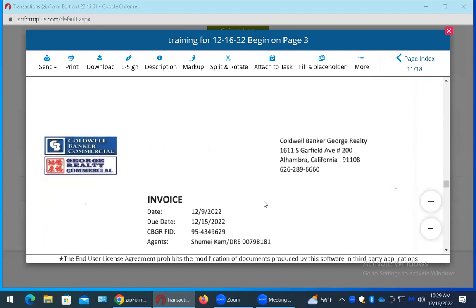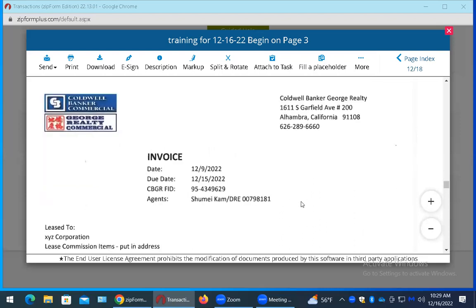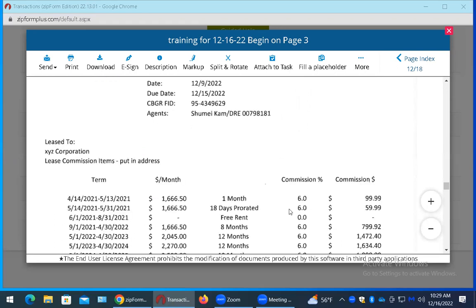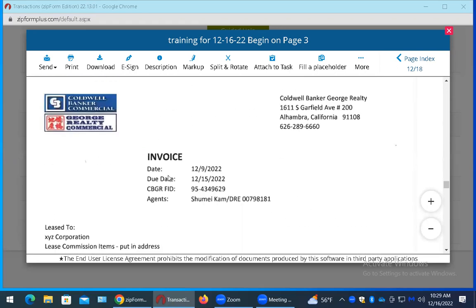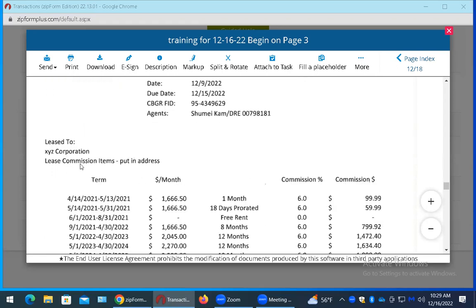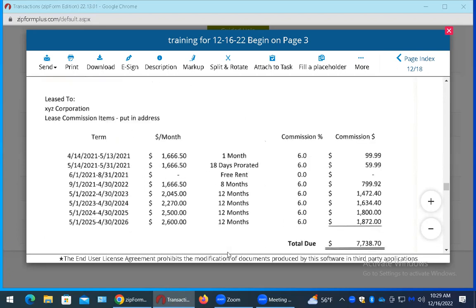So I was asked about invoicing last week and how you get paid. So it's a little bit different on leases. So I'm giving you a simple example of an invoice of how Shumay and I do it. We do it on letterhead. Here's our return address. We date it, put our corporate number here, and we put the agent who's ever involved and their DRE number. Lease to XYZ Corporation, lease commission items, we put the address here. So it's a simple Excel spreadsheet, and make sure that you are outlining everything here.